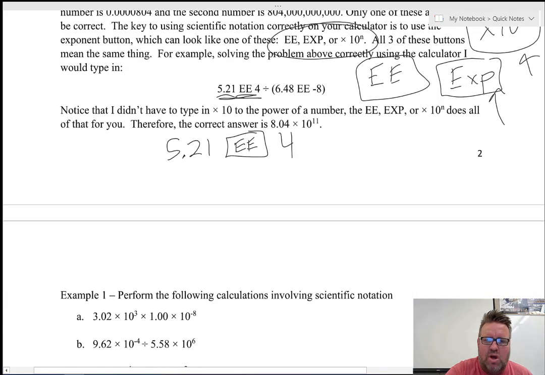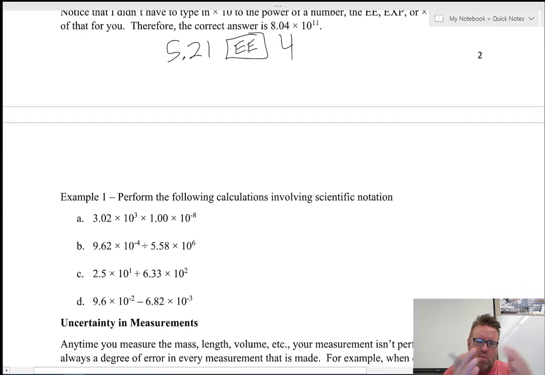Okay, so let's look at a couple of examples here. What I want you to do is part A, and then check and make sure: is it right, is it wrong, did I get the same answer that he got? Go ahead and pause it at this point, do letter A on your calculator, and then check and make sure you have the same answer that he does.